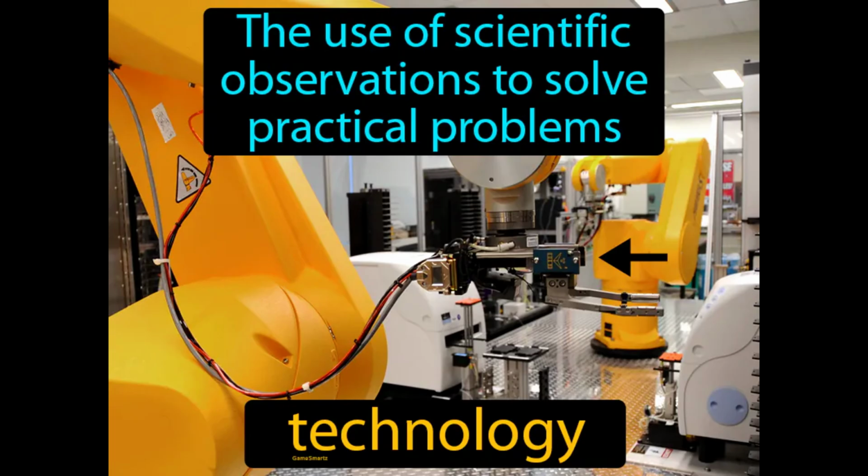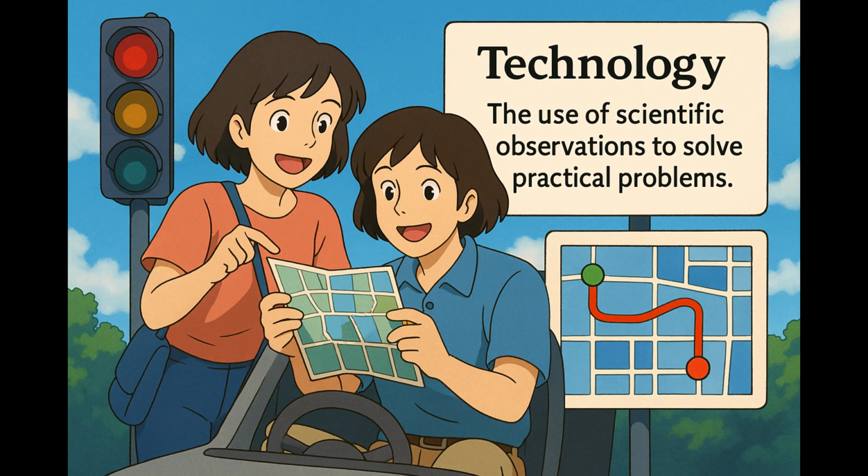The use of scientific observations to solve practical problems. Technology. Technology is using science to create tools that make our lives easier. Imagine you're trying to find the best route to work during rush hour to avoid traffic jams. This is similar to how scientists use observations to find solutions to practical problems by analyzing patterns and data.